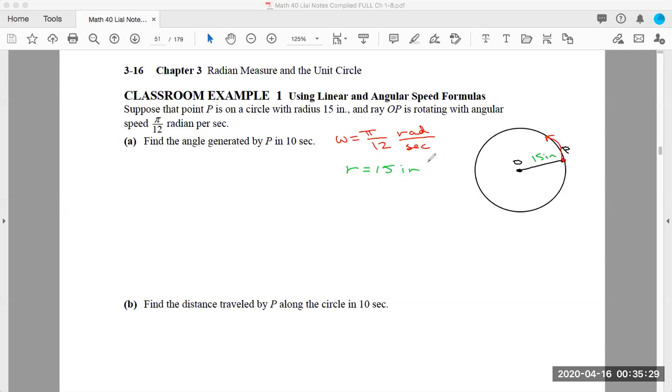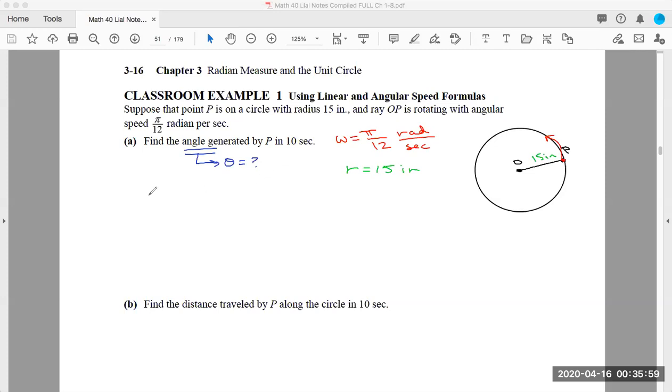Okay, so we want to find the angle generated by P in 10 seconds. So we're looking for theta. Hopefully you're seeing how this helps you line things up. We have omega, we have R, and we have theta. Then we go back to our formulas and see which one would be best to use.